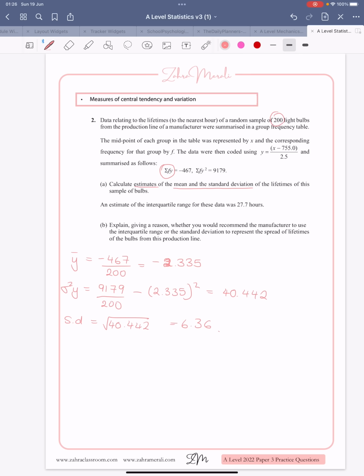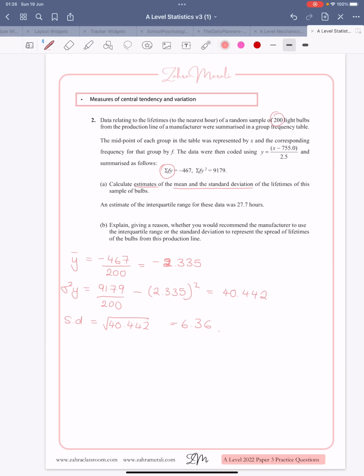However, this is an estimate for these coded variables, not for the actual mean, which makes sense because you wouldn't expect the lifetime to be negative. So the mean is easy. I said mean is affected by everything.